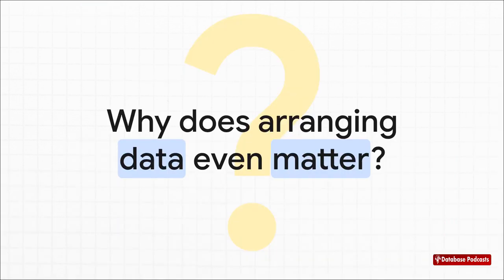Okay, hold on a second. I get that an algorithm is just a list of steps, right? A to B to C. So why does the arrangement of the data matter at all? Isn't the computer just going to look through everything anyway?